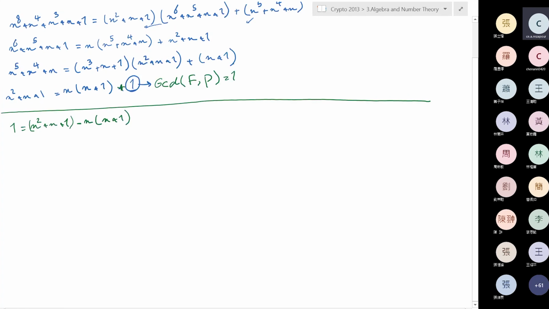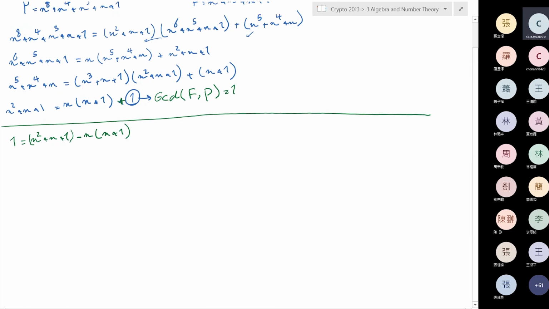Looking into the previous equation, I see that I have an x plus 1. So this is my notation. So I need to find x plus 1. So I go back to the previous equation. I can see that I can have the x plus 1.